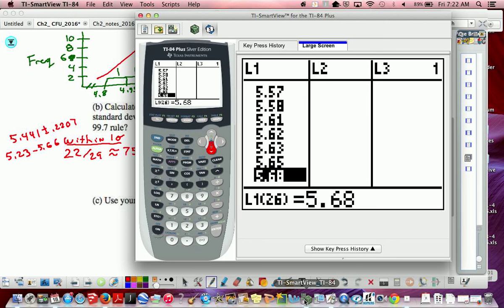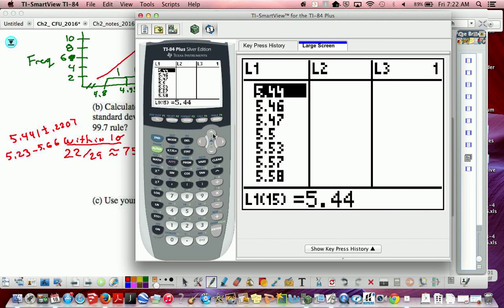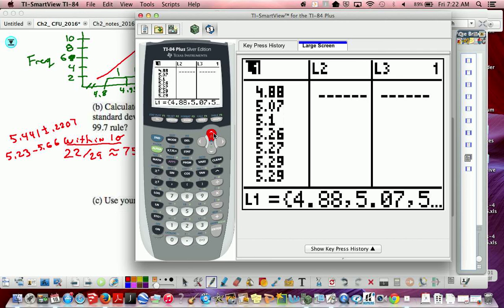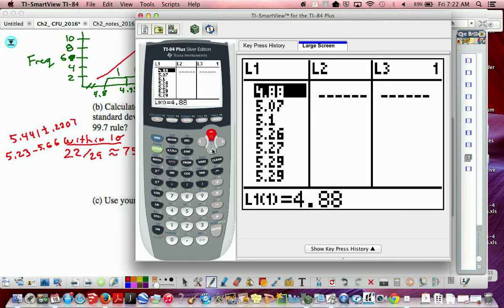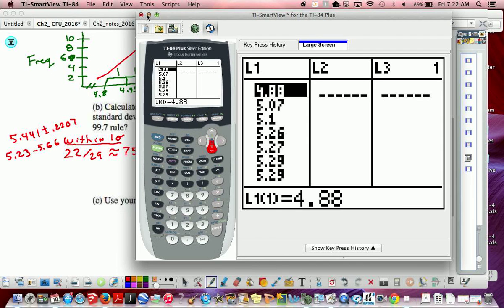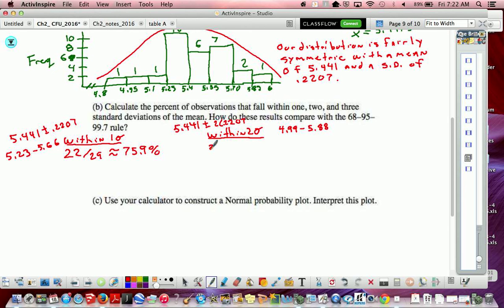So if I go back to my calculator, I know on the high end, just looking at my max value, I'm not going to have any, but on the low value, I do. Whoops, I forgot that that does that. 4.88 is not actually in there. So within 2 standard deviations is 28 out of 29 scores, which is about 96.6%.